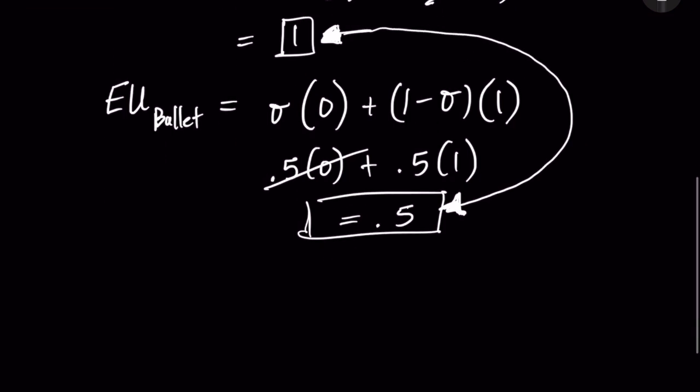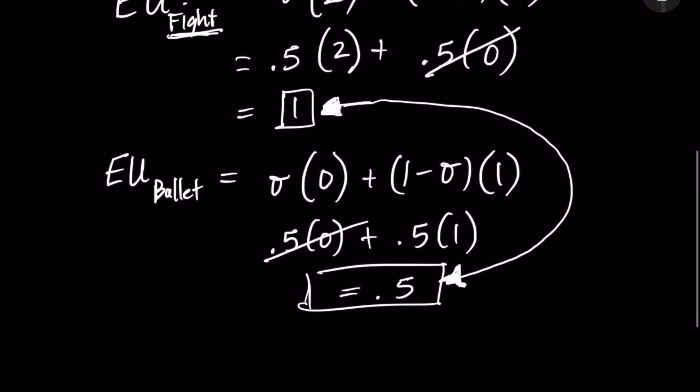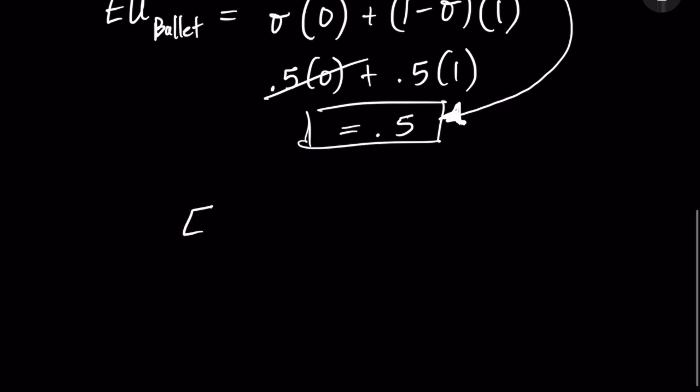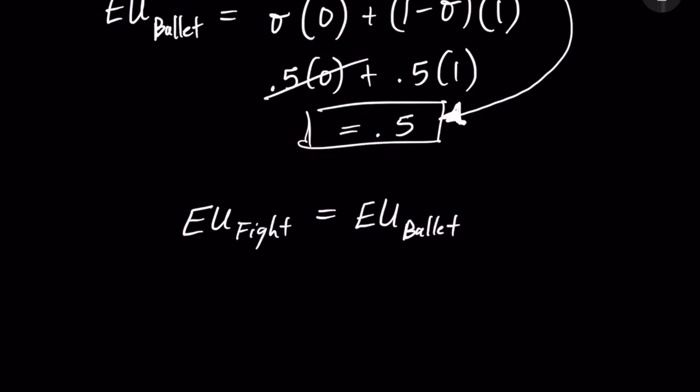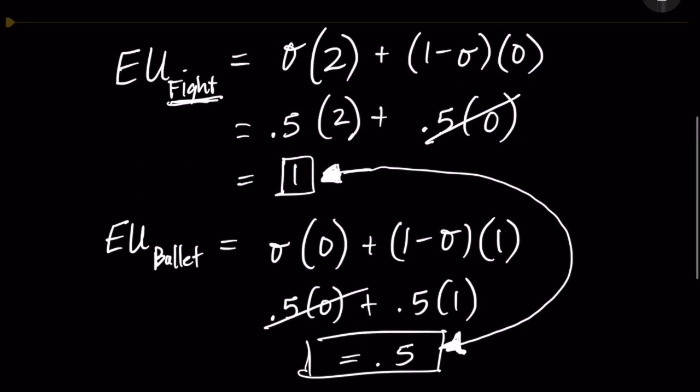So here's how we find this cutoff point. What we want to find is the point where the expected utility of me choosing fight is equal to the expected utility of ballet. I want to find the probabilities for the wife choosing fight versus ballet that make my expected utility as a husband equal, regardless of what I choose. So what we're going to do is plug in these equations up here and set them equal to each other.